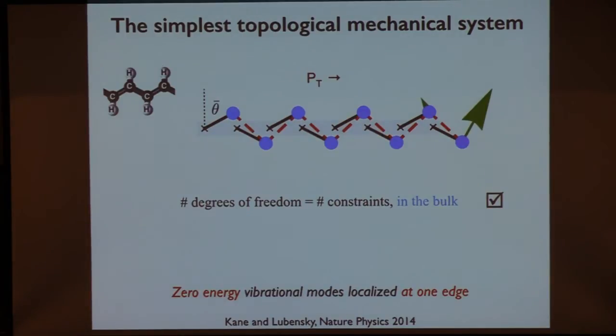What is a bit surprising is that in terms of local constraint counting, the two edges are identical. Because here there's one rotor and one spring. Here there is one rotor and one spring. Why does it localize here and not here? That's because there is this quantity, this polarization, as I called it before, that singles out the edge. The second feature that is peculiar about this structure is that it has an acoustic gap.